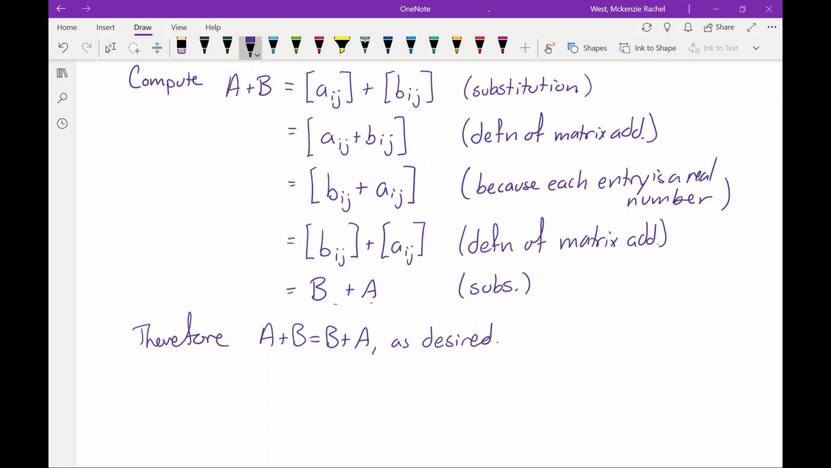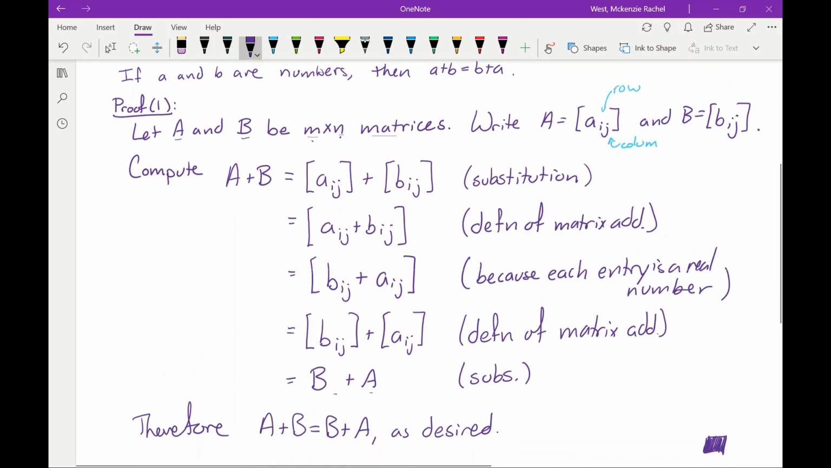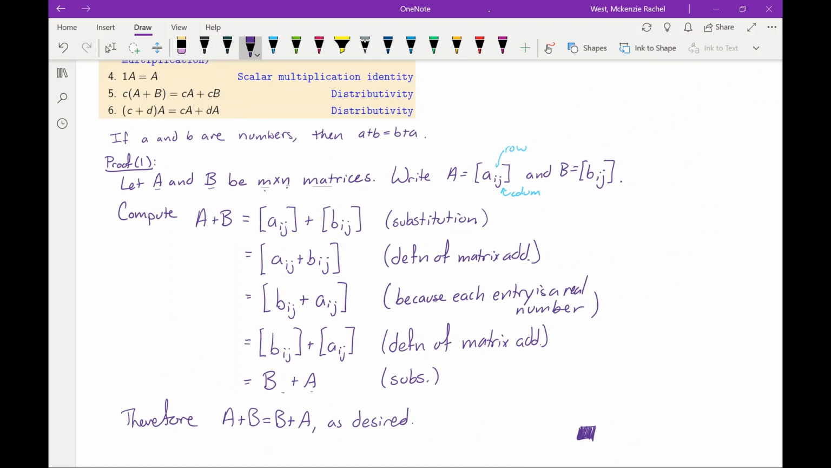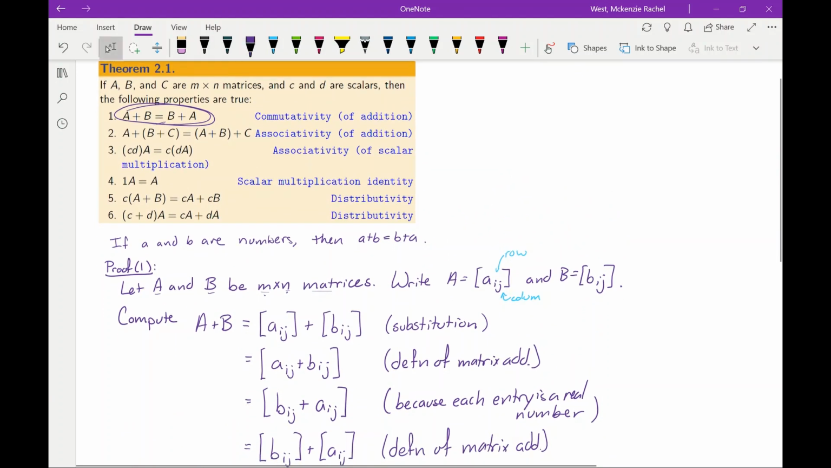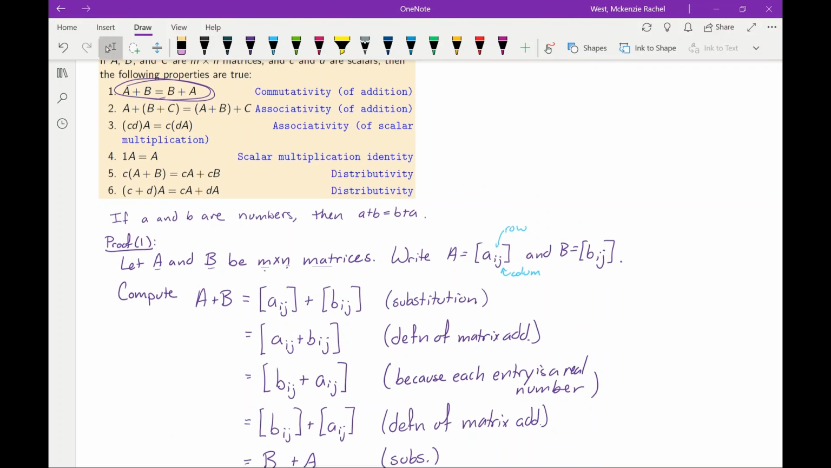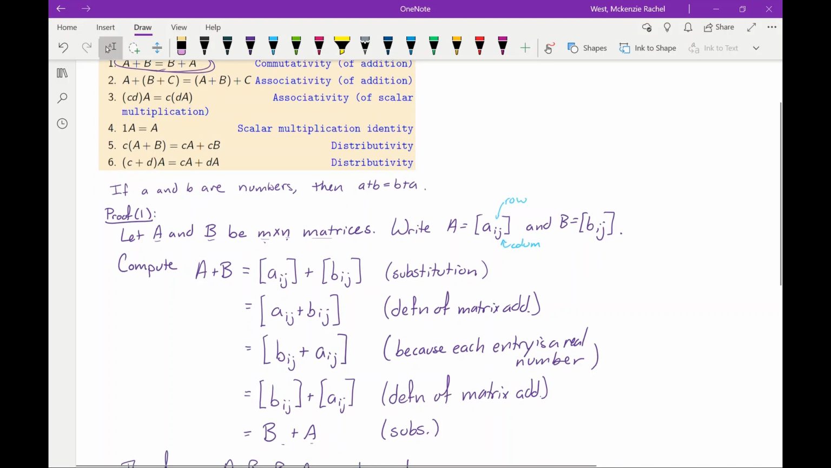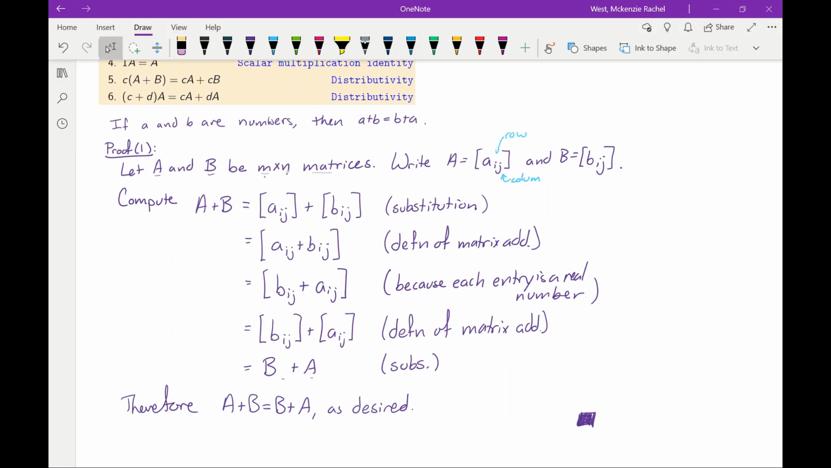Alright, and we put a little QED box at the bottom to say we've finished our proof right there. All right, you'll find these boxes all over our textbook every time they prove something. All right. So that was proving property 1. You can imagine how property 2 would be proved, etc. Say property 5 might have a few more steps where you have to use the definition of matrix addition and the definition of scalar multiplication.